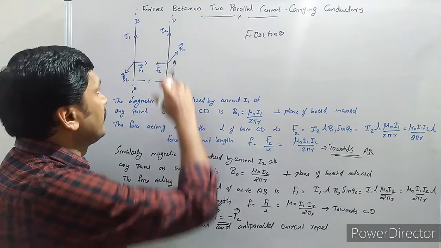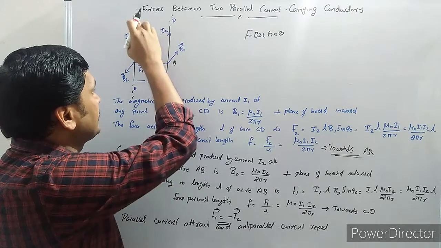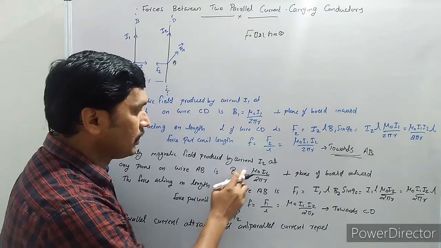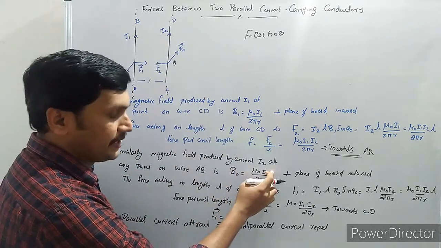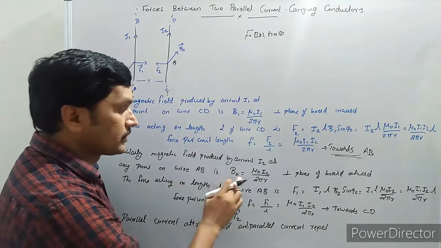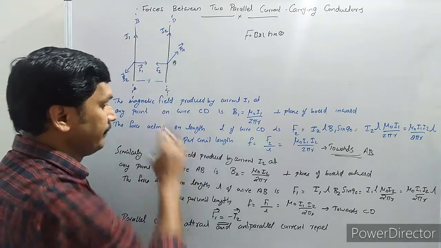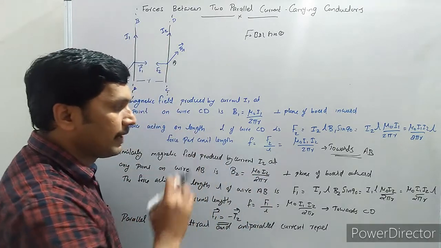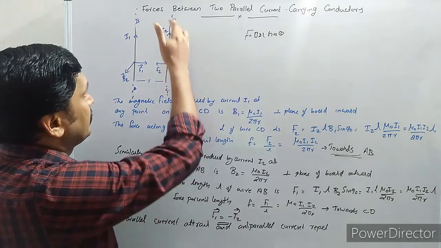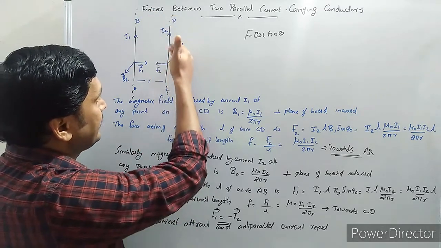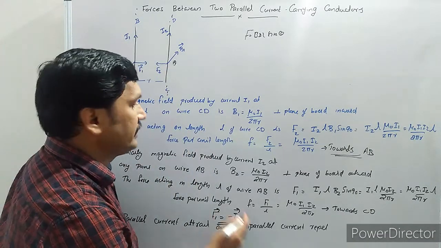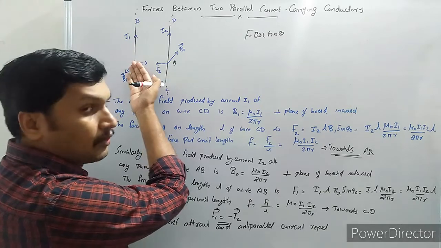Similarly, the conductor CD produces a magnetic field at any point of AB. B2 is equal to mu 0 into the current in CD, I2, divided by 2 pi into the distance to this point. The distance is r, so the magnetic field at any point of AB is mu 0 I2 by 2 pi r. For the direction, apply the right hand thumb rule. If you hold conductor CD in your right hand, the curved fingers are coming out of the board. So the magnetic field is perpendicular to the plane and outward.